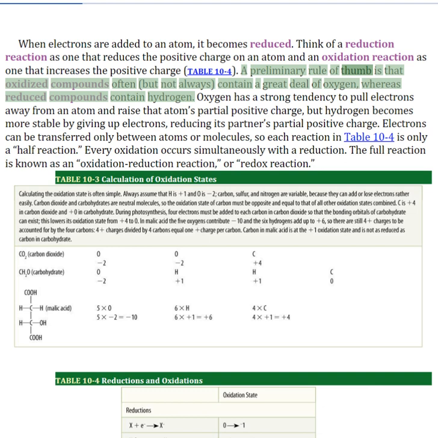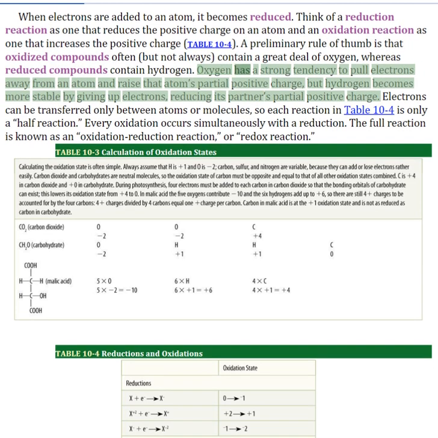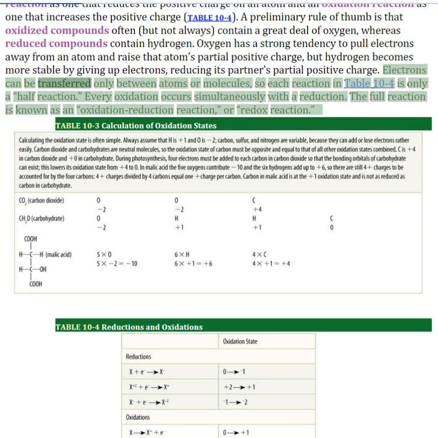A preliminary rule of thumb is that oxidized compounds often contain a great deal of oxygen, whereas reduced compounds contain hydrogen. Oxygen has a strong tendency to pull electrons away from an atom and raise that atom's partial positive charge, but hydrogen becomes more stable by giving up electrons, reducing its partner's partial positive charge. Electrons can be transferred only between atoms or molecules, so each reaction in Table 10.4 is only a half reaction. Every oxidation occurs simultaneously with a reduction. The full reaction is known as an oxidation-reduction reaction or redox reaction.